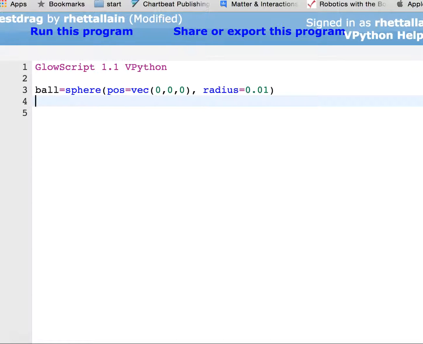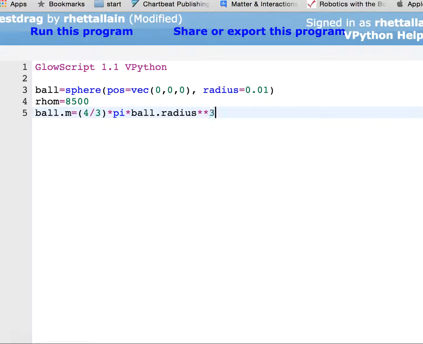Now, I'm going to make this ball a brass ball in some type of oil. So I'm just going to give it a density. Rho of the metal is 8,500. That's the density of brass. So then I'm going to get the mass of the ball. It's going to be 4/3 times pi times the radius, ball dot radius cubed, times the density of the metal. You probably don't even need to do that.